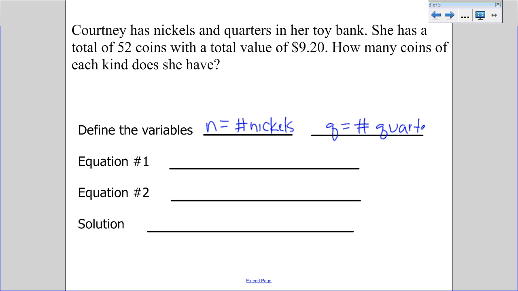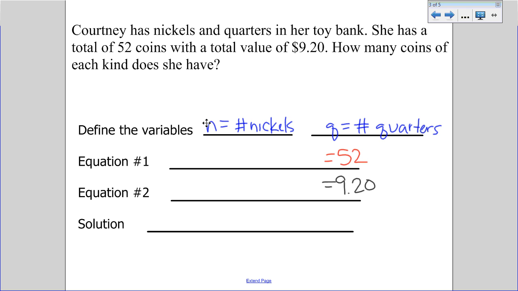Once again, it's the same thing that we had before. Because it's the number of nickels and the number of quarters, I can't have decimals. We can't have part of a nickel or part of a quarter. I guess once they start breaking and chipping, they become worthless. So what I'm going to look for are what are the 2 totals that I have. I know she has a total of 52 coins, and I know that they have a total value of $9.20.